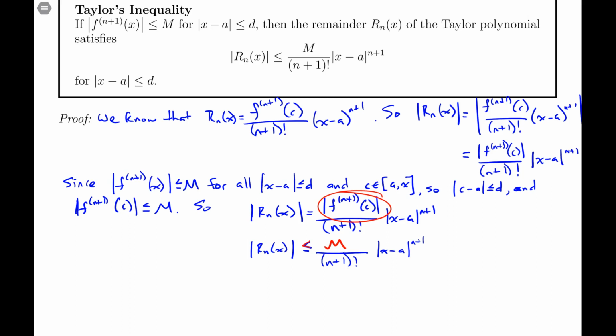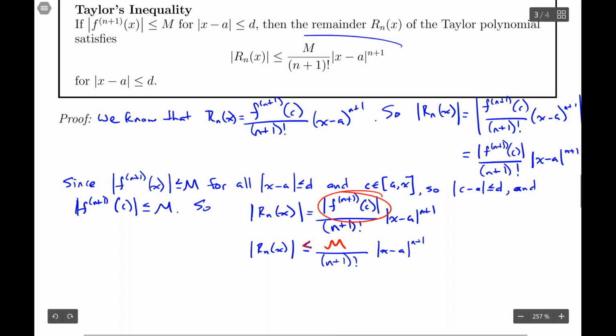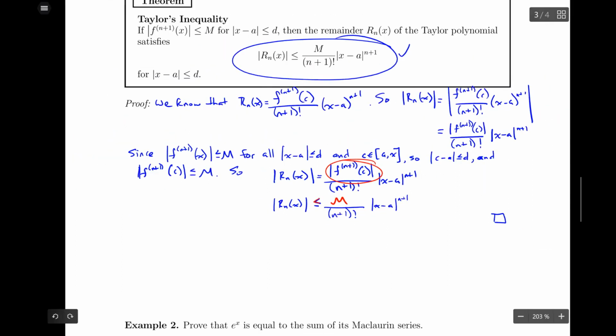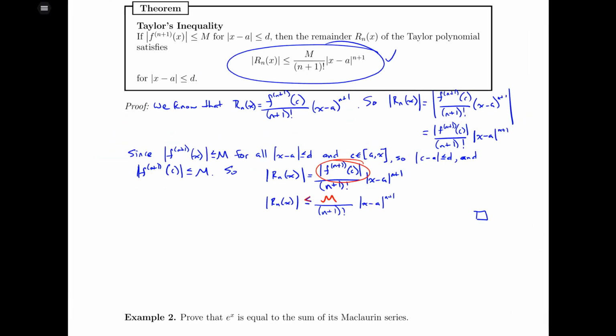Now this is astounding because this is the exact statement that we were trying to make. So we've proven our theorem. We've now just proven Taylor's inequality. So what does this all mean? That's still a very, very valid question. So here's what this means.